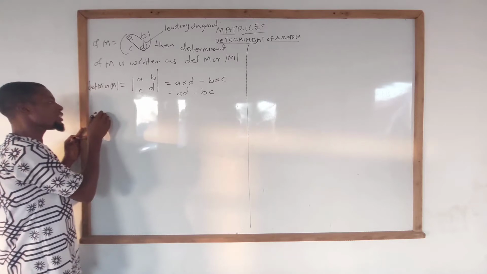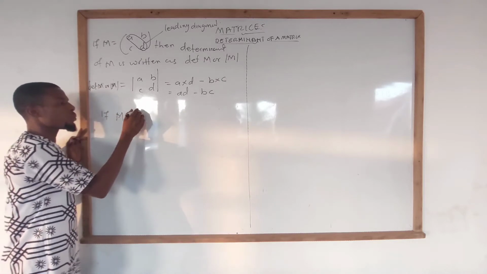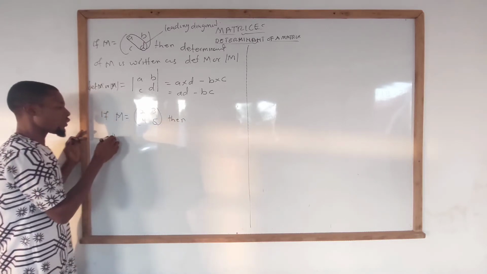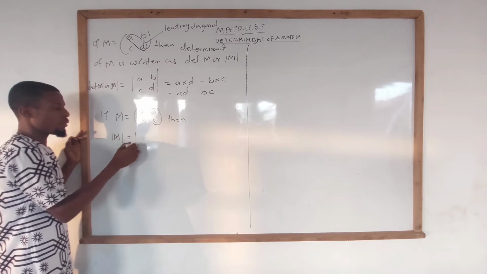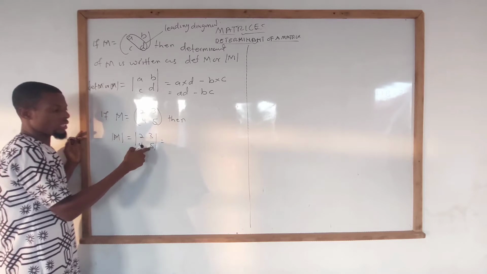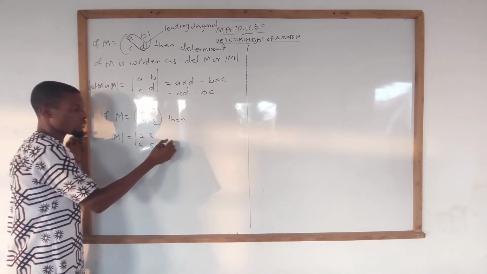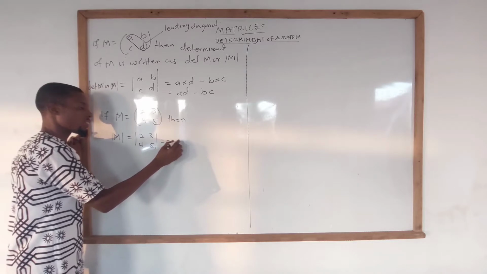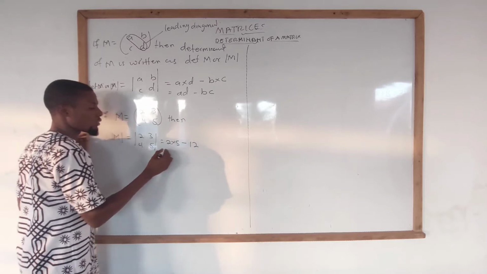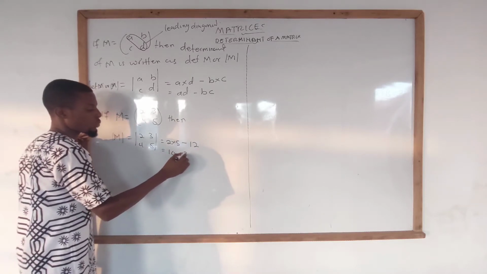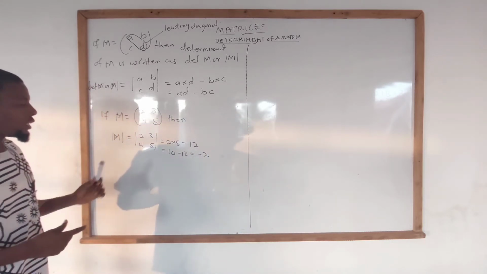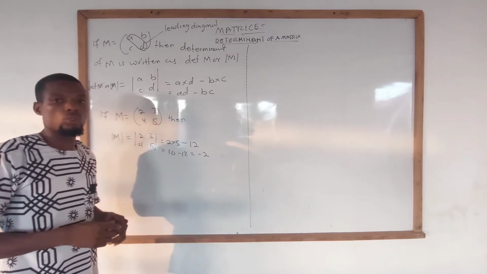It's that simple. So for instance, if I have a matrix M equals 2, 3, 4, 5, then the determinant of M is given by 2, 3, 4, 5. The leading diagonal gives 2 times 5, which is 10, minus 3 times 4, which is 12. So 10 minus 12 is going to be negative 2. That's going to be my determinant, so the determinant of this matrix is minus 2.